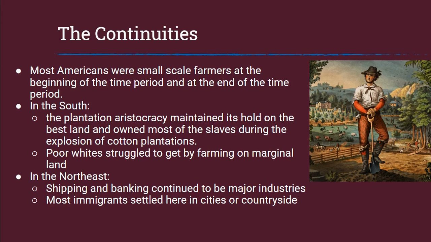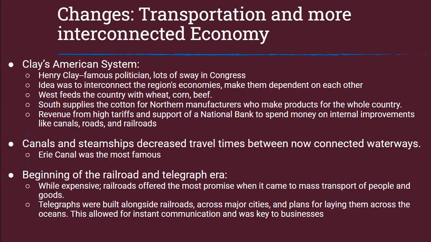In the South, the plantation aristocracy maintained its hold on the best land and owned most of the slaves before and during the explosion of cotton plantations. This is while the poor whites struggled to get by farming on marginal land. In the Northeast, shipping and banking continued to be major industries, and most immigrants settled there in cities or the countryside. Okay, now let's get into all the changes.